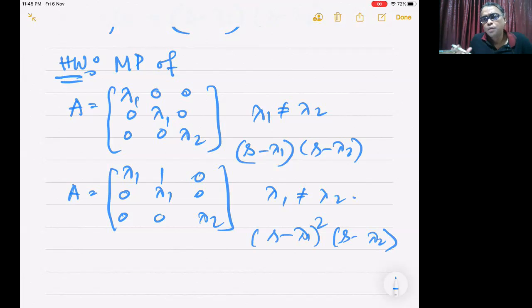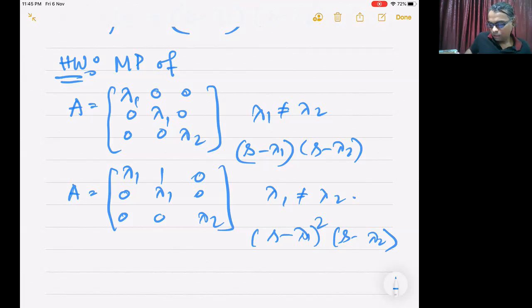But at least I want you to feel comfortable with the idea of minimal polynomials. In the book, if you look at the exercises, there will be plenty of such problems for finding out minimal polynomials. I will also supply some problems in the assignment sheets about finding out minimal polynomials.